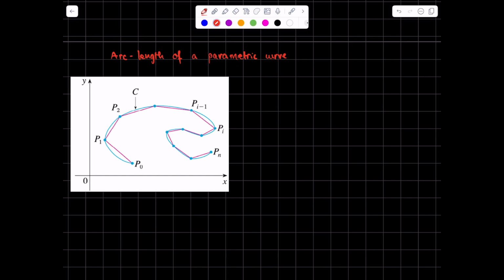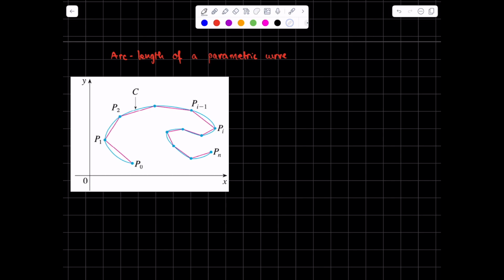So in the next topic, we want to find a formula to calculate the arc length of a parametric curve. The idea of arc length, or the length of a path, is that we want to know how long the curve could be if we stretch the curve out like a piece of string.